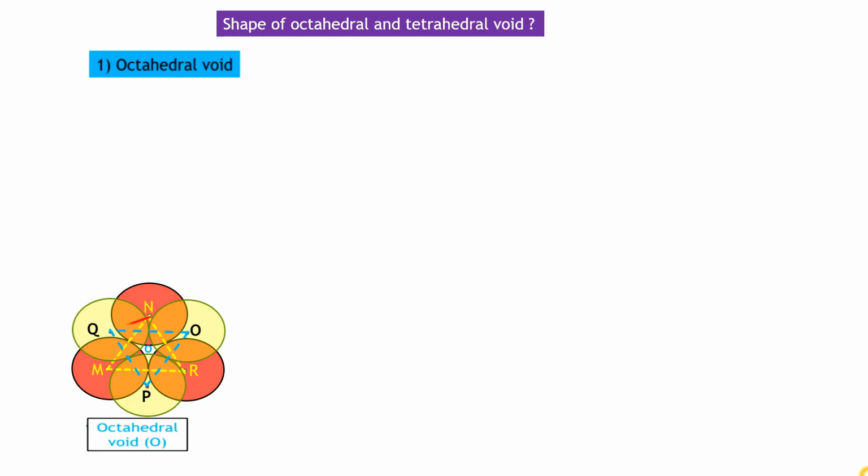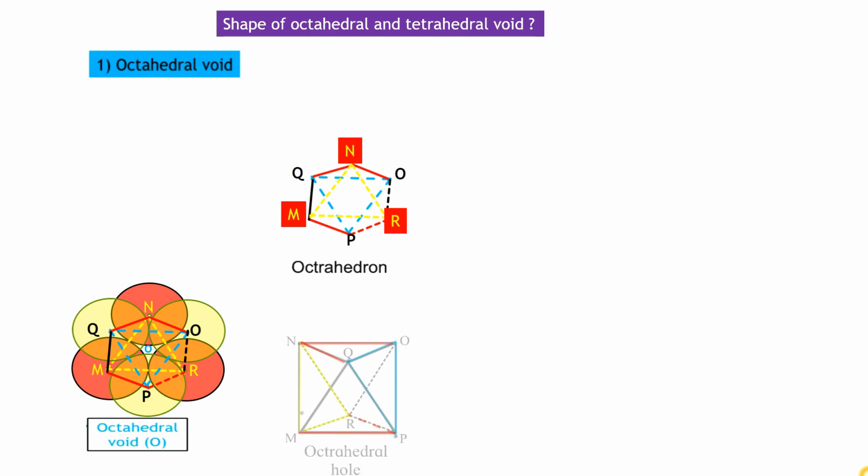Also join NQ and NO. Join PM and PR. Then join QM and OR. Thus the octahedral hole has the shape of an octahedron. The image below shows the shape of the octahedral hole.